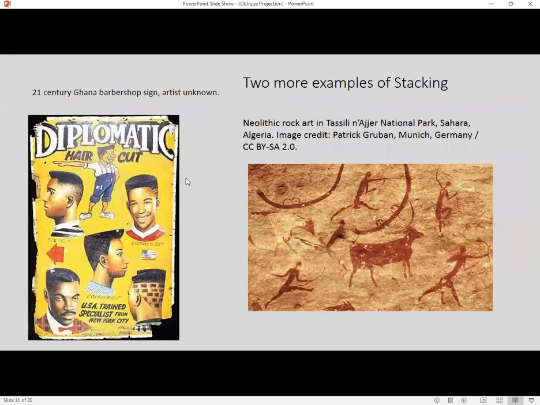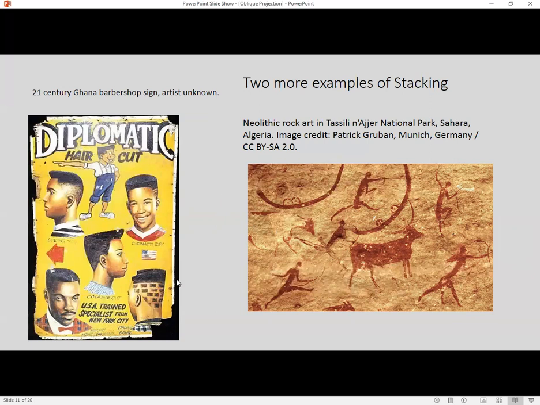So here's another example. On the left is a barbershop sign from Ghana. I love these barbershop signs from Ghana. They're some of my favorite works of art. Look, this looks like Eddie Murphy down here. These guys are not overlapping one another. And the ones at the bottom are considered to be closer to us. And the further back they are, the further away. There's no vanishing point. And this is an example of stacking.